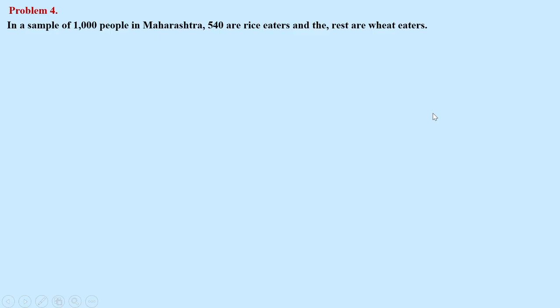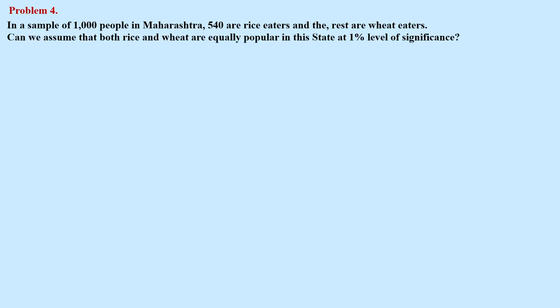Next problem in single proportion test. In a sample of 1000 people in Maharashtra, 540 are rice eaters and the rest are wheat eaters. Can we assume that both rice and wheat are equally popular in the state at 1% level of significance?